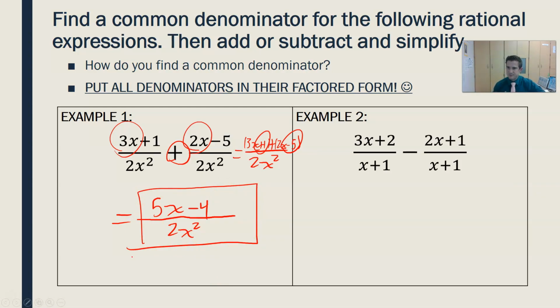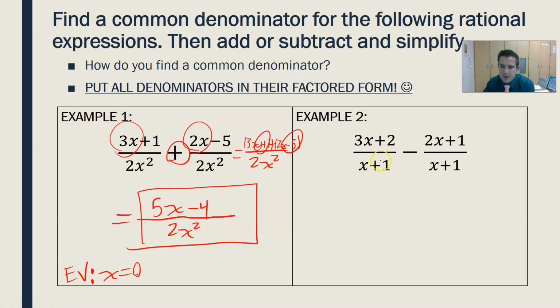See that okay? Feel good about that? Also notice that if I'm trying to identify my excluded values, I set my denominator equal to 0, because I'm trying to find where I'm going to be dividing by 0. So when x is equal to 0, that's going to be an excluded value, because that would make me divide by 0. Okay, example number 2.